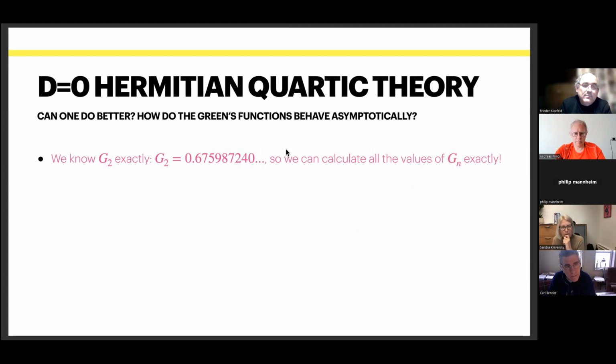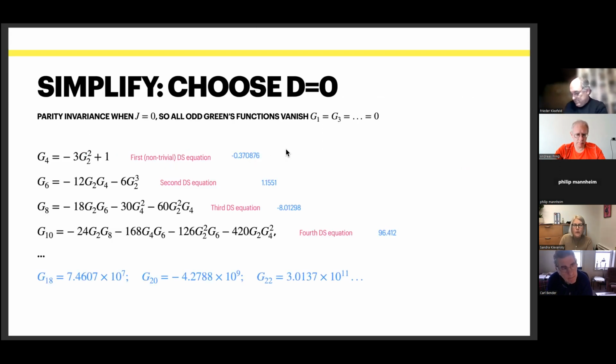The first thing is we know G2 exactly. And because we know G2 exactly, and the Dyson-Schwinger equations are exact, we can therefore use this value of G2 to calculate the exact value of G4 and the exact value of G6, and we can calculate all the values exactly. Okay, so we do this. And so I've written down these values in blue on the right-hand side of each of these equations.